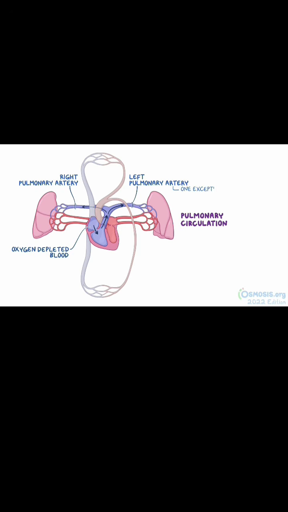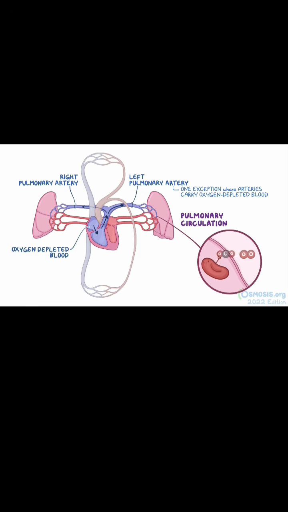This is the one exception where arteries carry oxygen-depleted blood. Here, the blood dumps carbon dioxide and receives fresh oxygen via gas exchange. Then, the blood runs back through four pulmonary veins to the left atrium, where it passes into the left ventricle. This is the one exception where veins carry oxygen-rich blood.